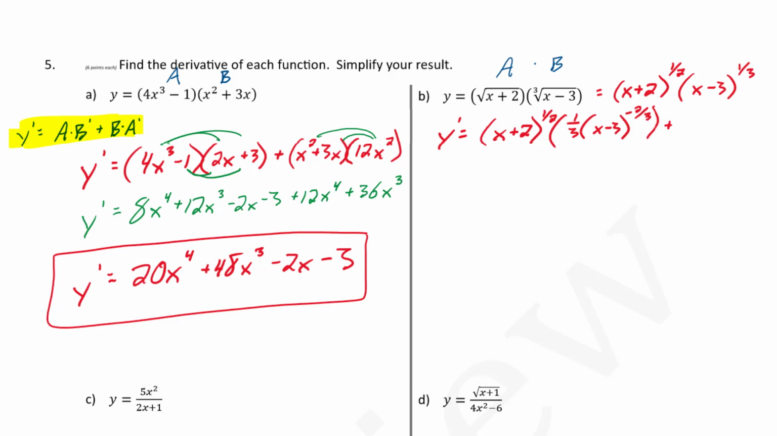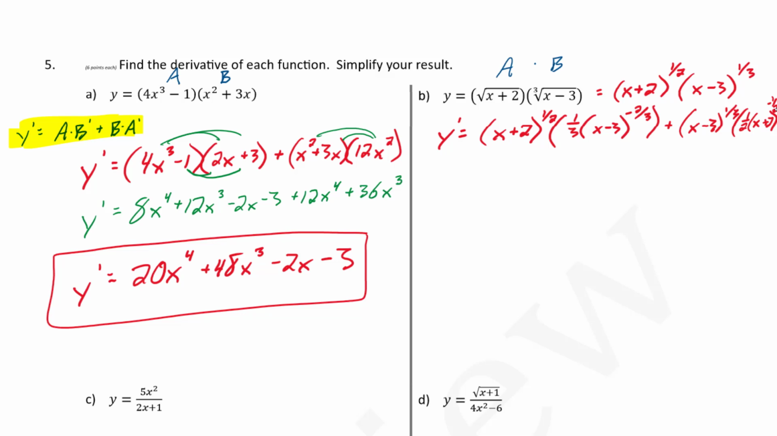Then I would add that with, this time, I'm going to keep the second part, so x minus 3 to a 1/3 is going to stay put. This will now be times, the 1/2 comes out front. My base of x plus 2 would stay. This is now going to subtract by 1, so it would be a power of negative 1/2. Sorry if that's hard to see for that part.